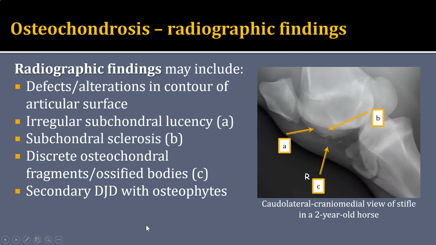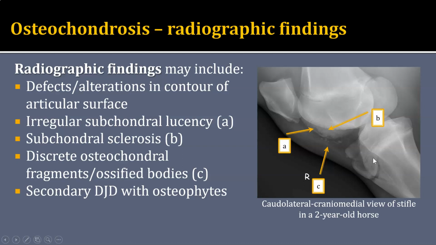Let's just talk about general findings that we might see in osteochondrosis. Those radiographic findings may include several different things, and very importantly, because it affects the articular cartilage, the epiphyseal cartilage, we're really going to look for defects or alterations in the contour of the surface, which is really our subchondral bone. When we have a thickened part of the cartilage, the bone doesn't ossify, and so then you'll have a defect in the subchondral bone.